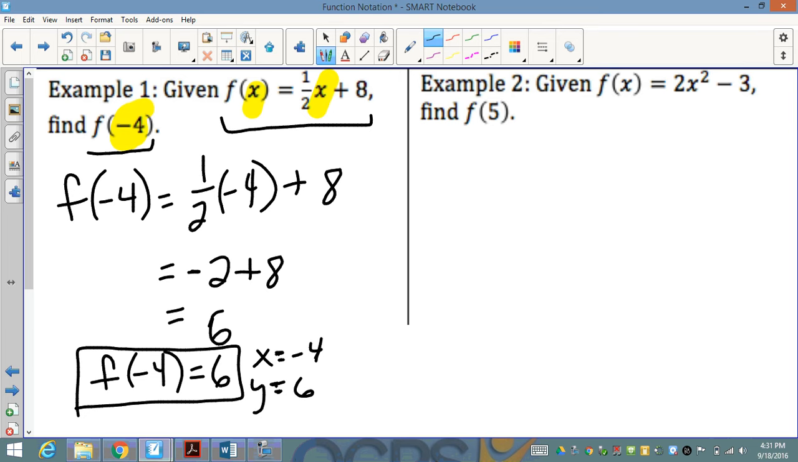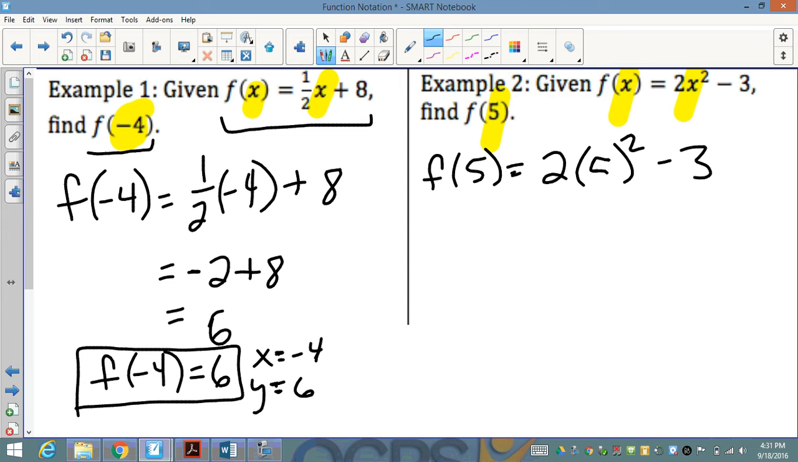Okay, example 2. Again, given f of x equals 2x squared minus 3, find f of 5. I am going to go into my function, and everywhere I see an x, replace it with a 5. F of 5 means 2, take out the x, plug in 5. So 2 times 5 squared minus 3. Don't forget your order of operations as I evaluate here.